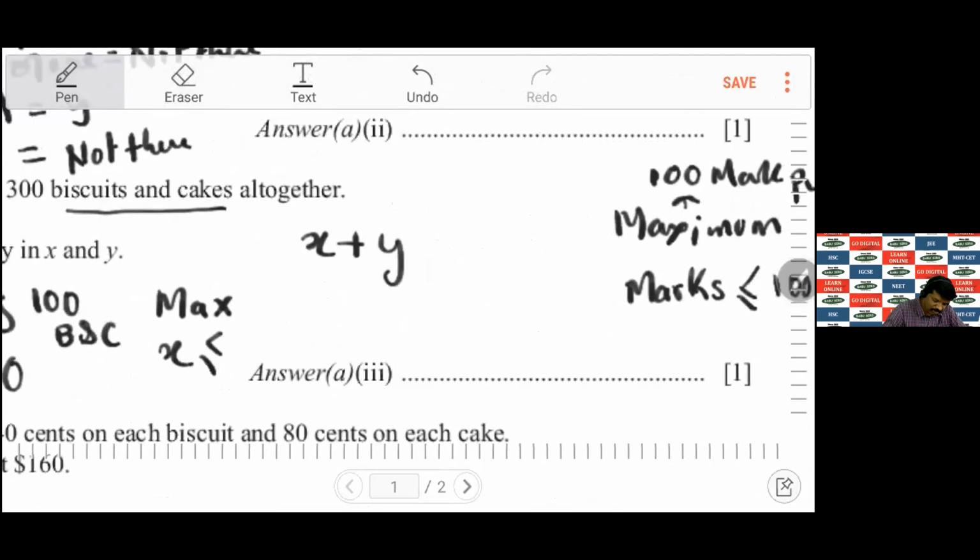So now what is X plus Y? Is less than or equal to 300. X plus Y is less than or equal to 300. Right?